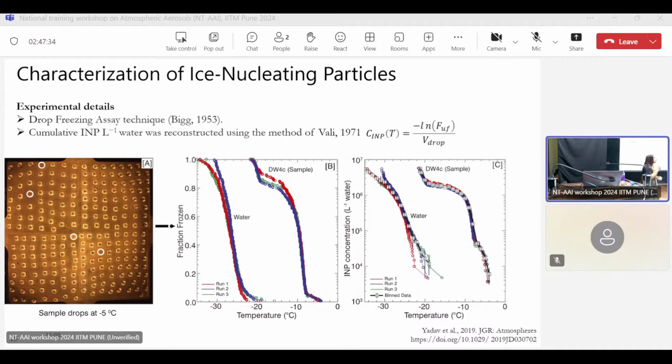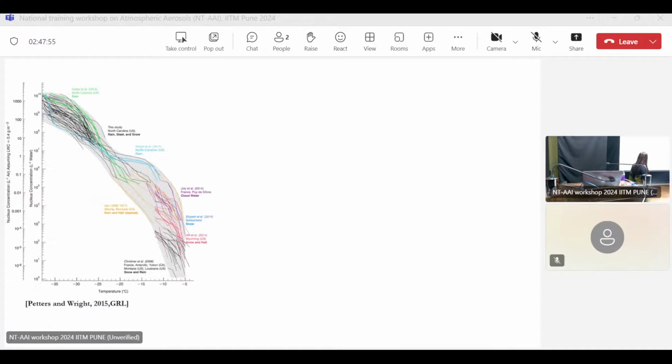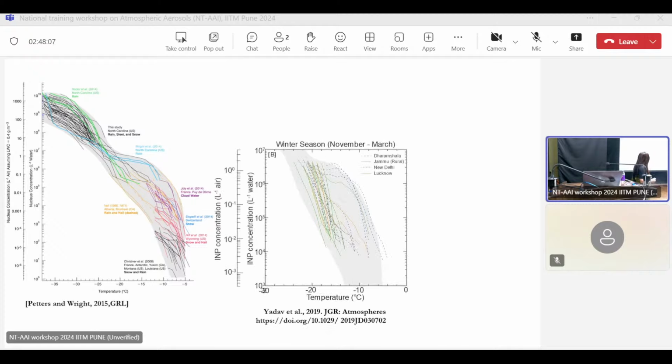When we started working on INP, we saw that very limited data was there. Some papers are from Dr. Padma Kumari's group also, from CAIPEEX, and some measurements were done in Pathankot and all. But from the Himalayan region, we could not find any ground-based data, and we started the precipitation and aerosol samples in J&K and Himachal Pradesh. This is the Petters and Wright 2015 paper, which shows all the observations. And we did not have any such observations from India, and these are our results.